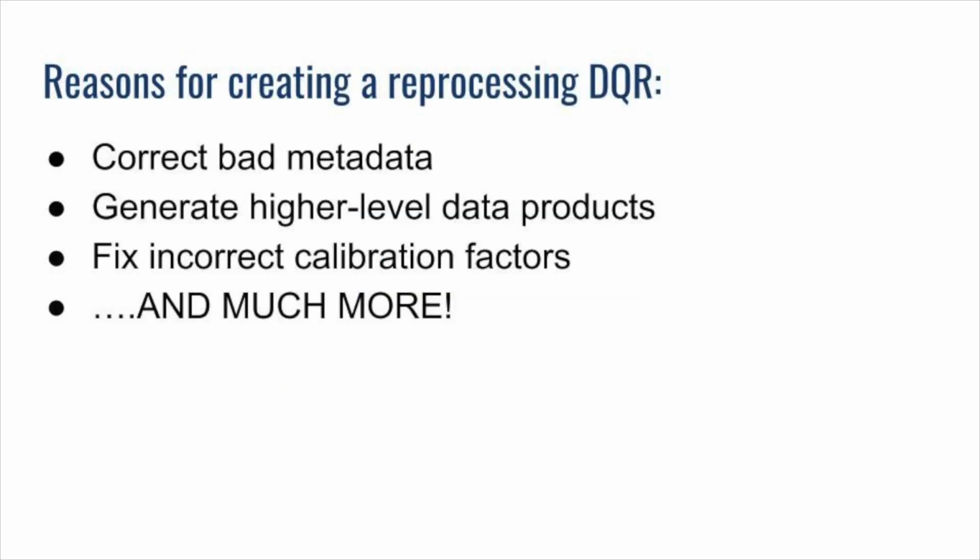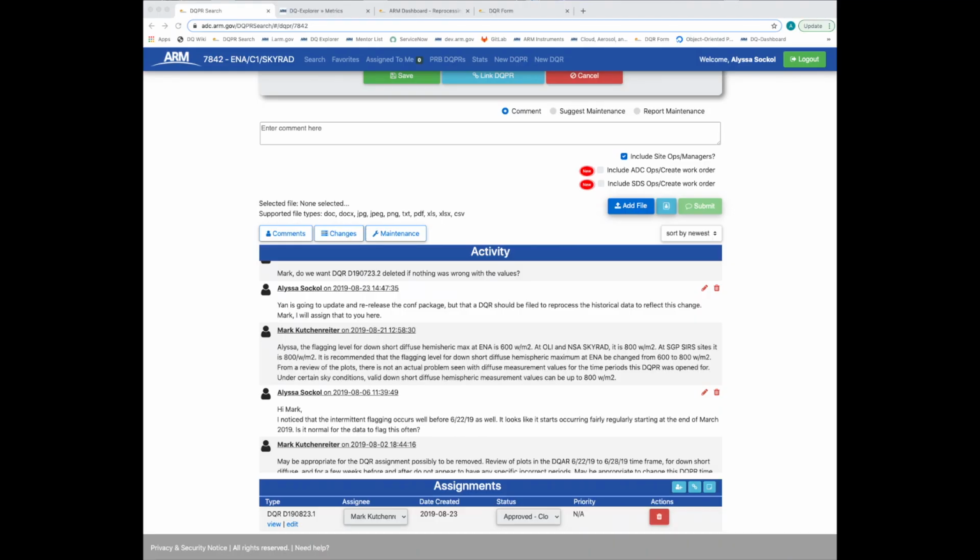The reason for the reprocessing can vary greatly: to correct bad metadata, to generate higher-level data products, to fix incorrect calibration factors, and beyond. In this example, reprocessing is needed to update the valid maximum limit for downwelling shortwave diffuse hemispheric irradiance QC values in historical ENA SkyRad data from 600 watts per square meter to 800 watts per square meter after the maximum QC value was changed in the netcdf files.